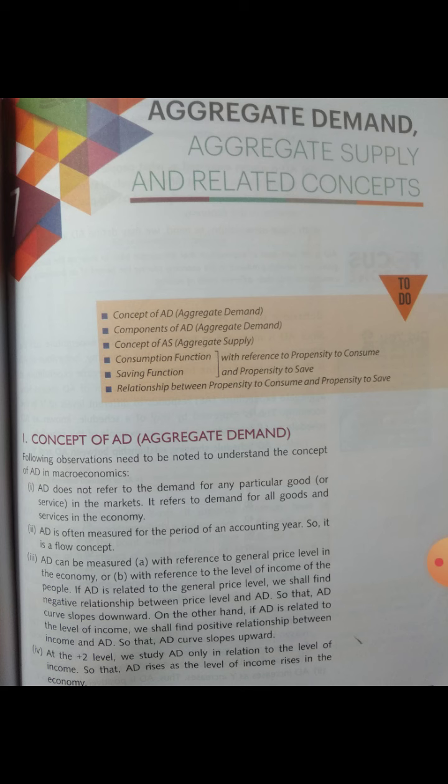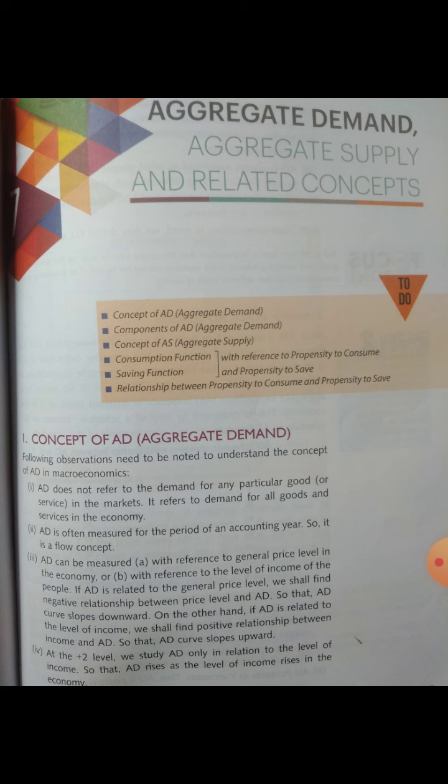Second, AD is often measured for the period of an accounting year. We know that our accounting year starts from 1st April and ends on 31st March. Third, AD can be measured with reference to the general price level in the economy, and second, with reference to the level of income of the people. Clear? Two measurement units. First one is price level and second one is income level of people.